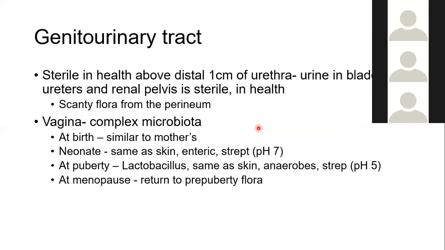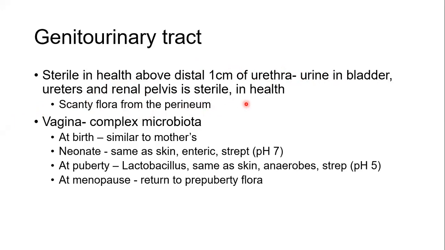Okay. So then to the genitourinary tract. This, for the most part, tends to be sterile, apart from the last small part, about a centimeter or so, to the external environment. And this is only in health. So you will have that being sterile both in the bladder, in the ureters, and the renal pelvis, with scanty flora that may ascend from the perineum. The vagina itself tends to be very complex in terms of microbiota.